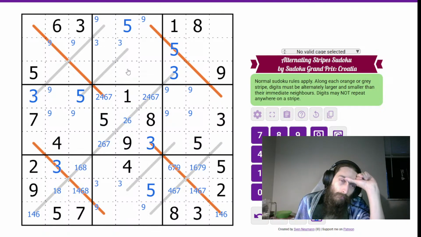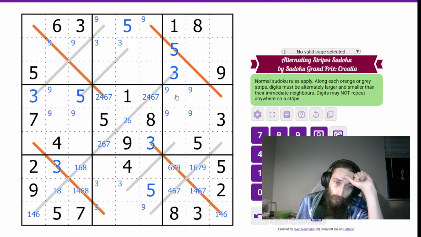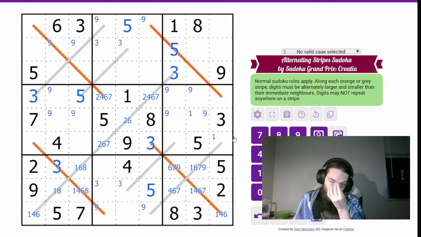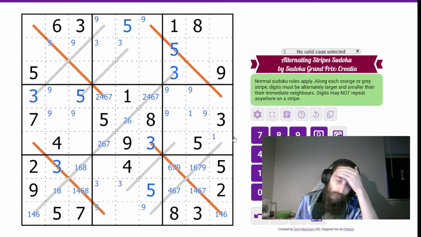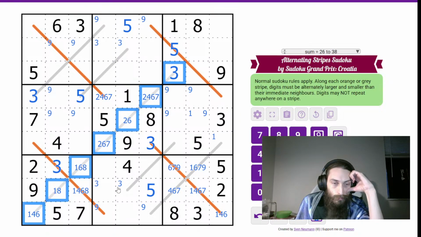Well, in box 6, there's only 2 spots for a 1. In box 6, there's only 2 spots. These two. That's not very helpful. It was more of an observation than anything. Oh. Look at the gray diagonal, the main diagonal.